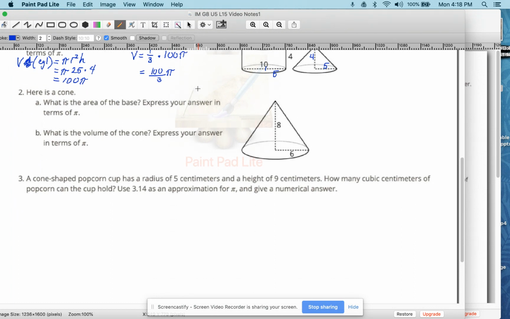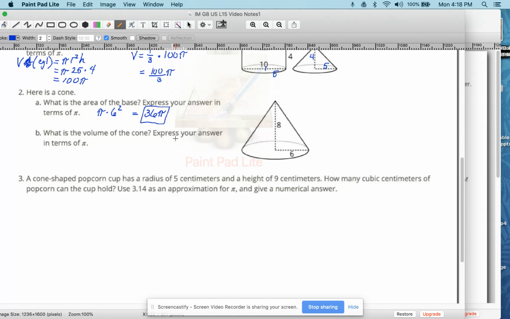Number 2 says we have a cone, and they want to know what is the area of the base, and express your answers in terms of pi. Well, the area of the base is pi r squared. So r is the radius, and that's 6. So pi times 6 squared is going to be 36 pi. That's the area of the base.